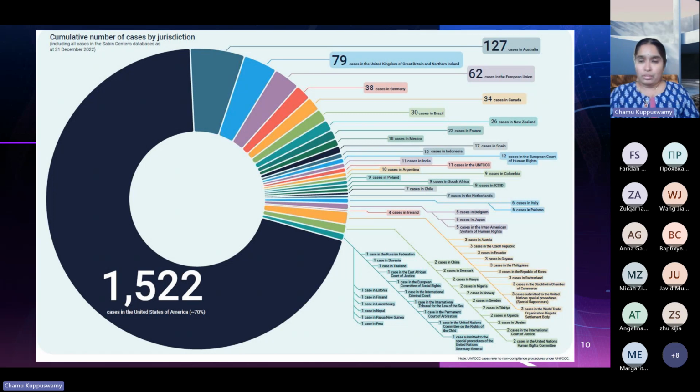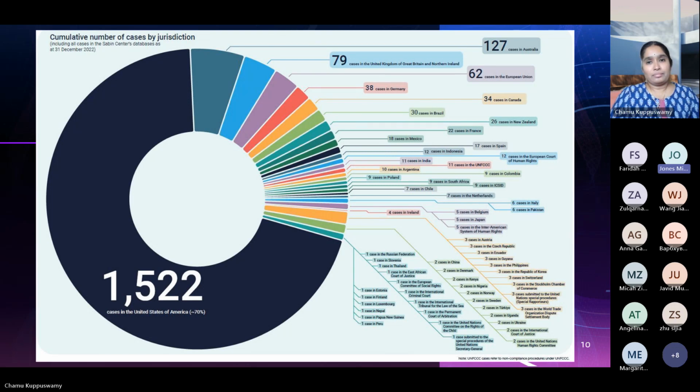Okay, so what thoughts and comments have you got on the spread of cases? Any observations from looking at this graphic? Anyone, you can unmute and speak. All right, Professor.